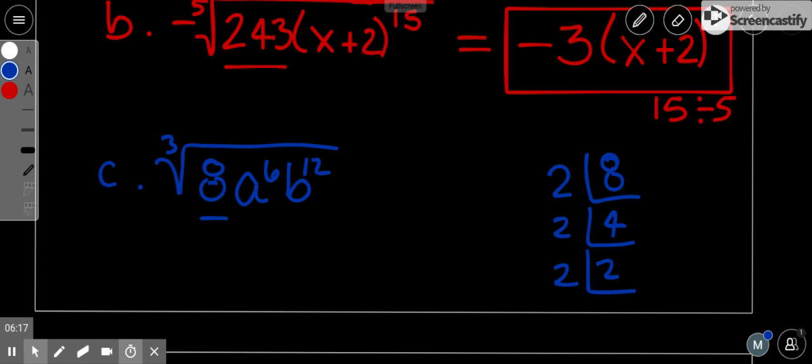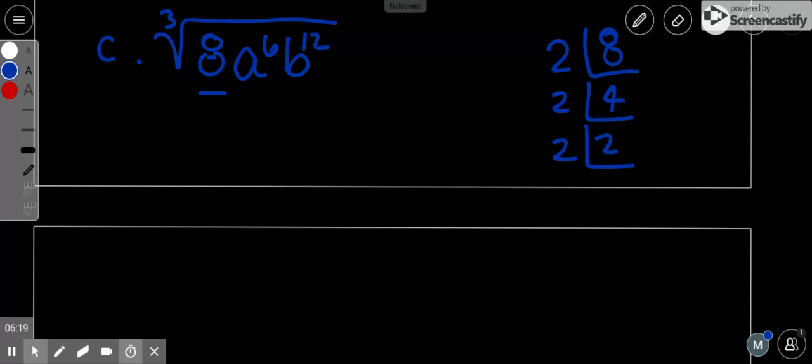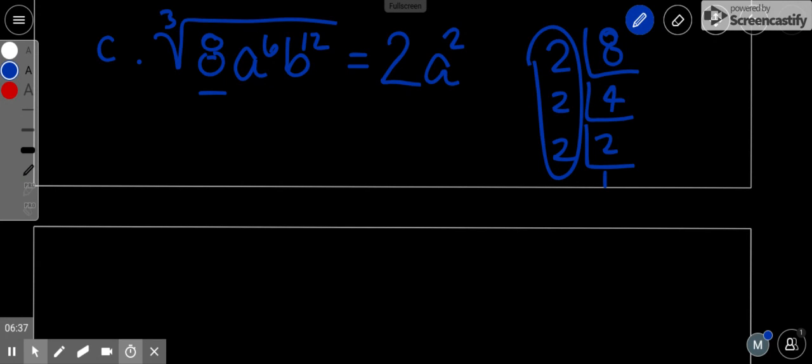2 goes in there. Hang on while I move up the screen a little bit. Oops, I'm out of paper. 1, we're done. Thank goodness. Since it's a cube root, I need 3 of something, which, yay, is the 2. So the cubed root of this is going to be 2. 6 divided by 3 gives me a to the 2nd. And 12 divided by 3 gives me b to the 4th.